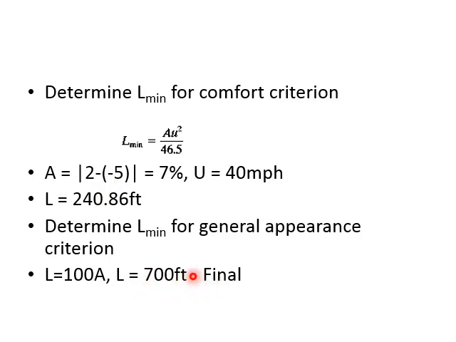So if I pick 700, then I am fulfilling all the criteria. According to comfort criteria, the minimum should be this, so 700 is more than this. According to sight distance criteria, the minimum should be 480, so 700 is more than this. So I will pick 700, which is fulfilling every criteria.